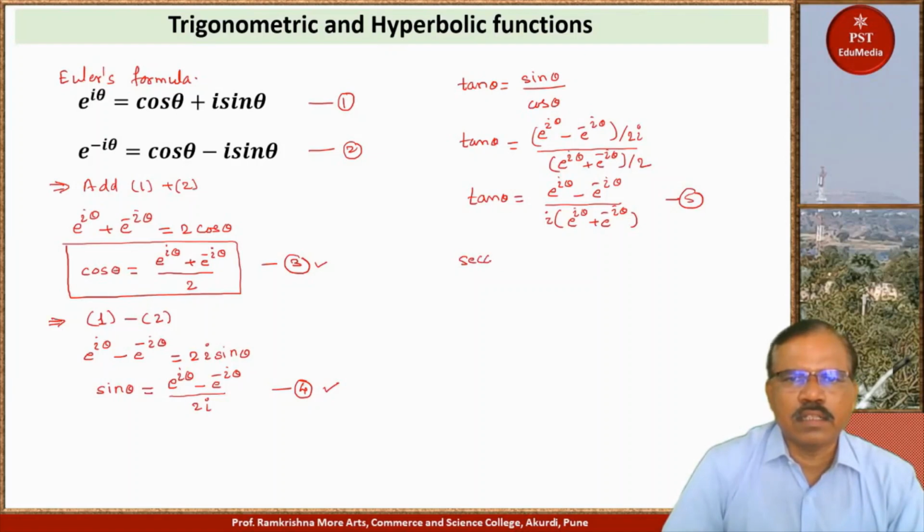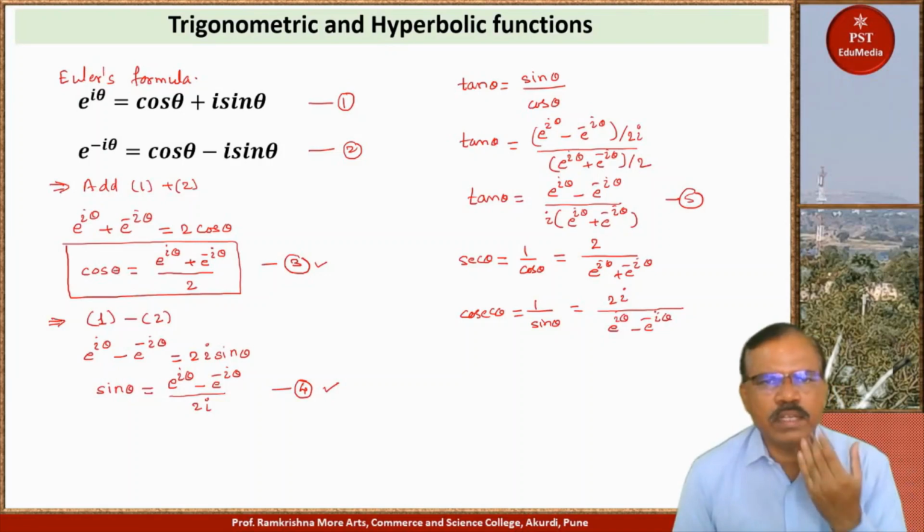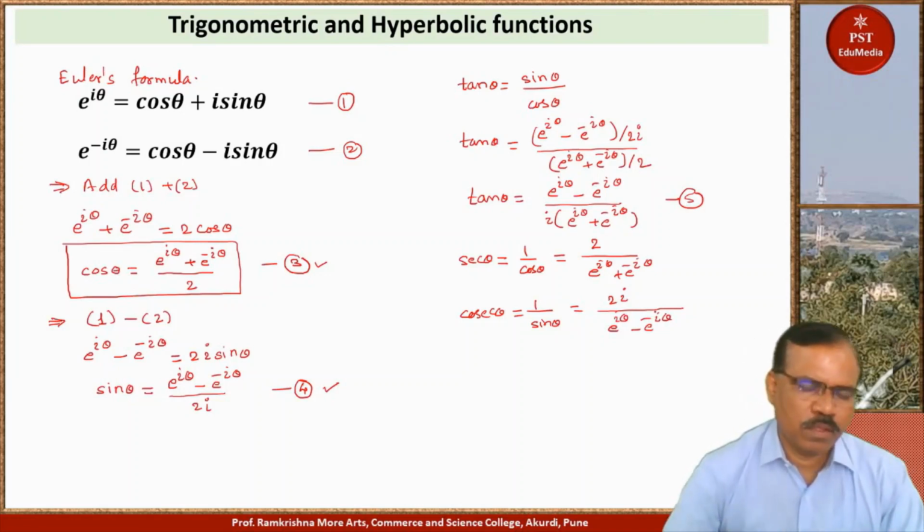Then sec theta. Sec theta is 1 upon cos theta. So we will get this as 2 upon e raised to i theta plus e raised to minus i theta. And cosec theta. Cosec theta is equal to 1 upon sin theta. So we get here 2i upon e raised to i theta minus e raised to minus i theta. So in this way we get different trigonometric functions in terms of exponential functions e raised to i theta and e raised to minus i theta.